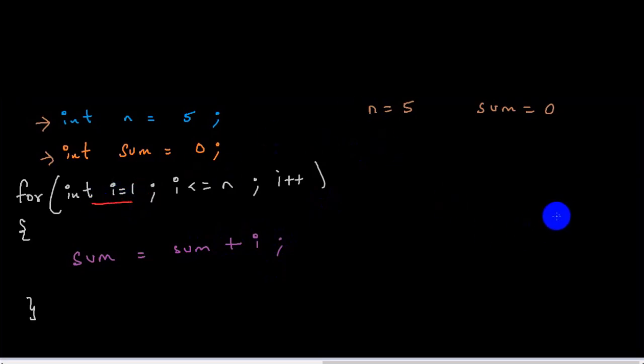First, what is my i value? I value is 1. I check the condition. Is 1 lesser than or equal to N? What is N value? 5. True. Yes. Control will come inside.